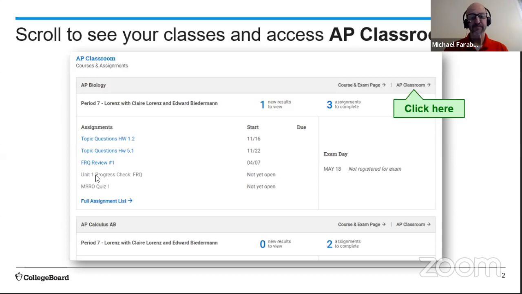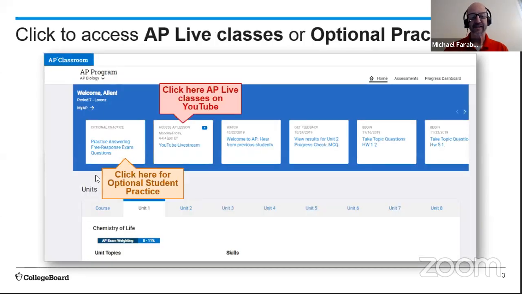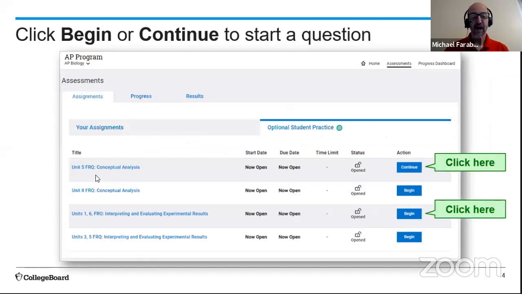So if you log in and you click on AP Classroom, you will see a progress tab. And at the top on the far left, it says, click here for optional student practice. You will also see a link to all of the AP live classes. So you can click on that to access the YouTube channel. If you click on the optional student practice, then you should see a variety of free response questions. And again, they'll be labeled, and you can click on any one of them.